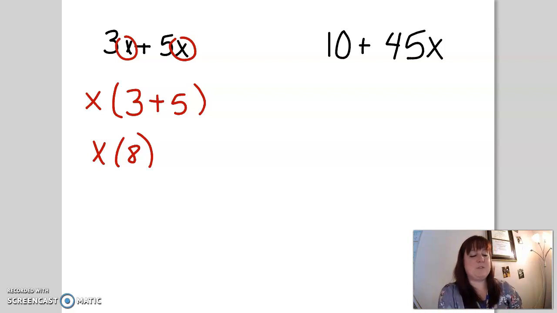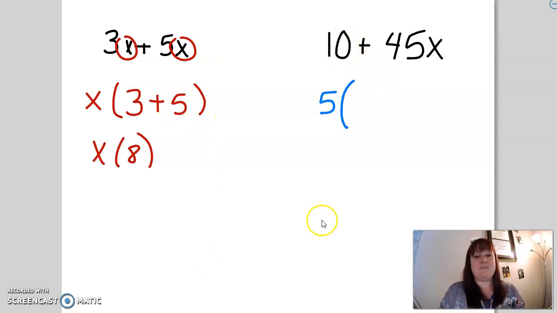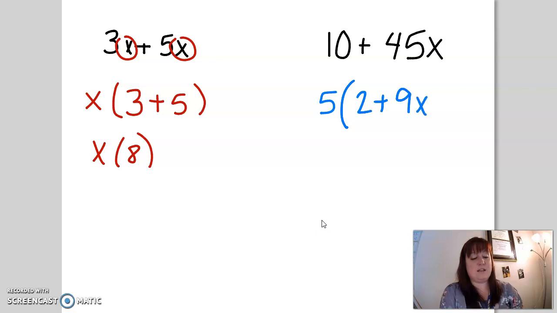Okay, what about the next one? What did they have in common? Well, they each have a 5 in common, right? So we could pull the 5 outside, and what would we have left? If I divided this 10 by 5, I would have a 2. And if I divide 45x by 5, I have 9x left.